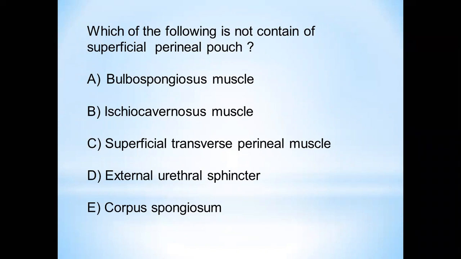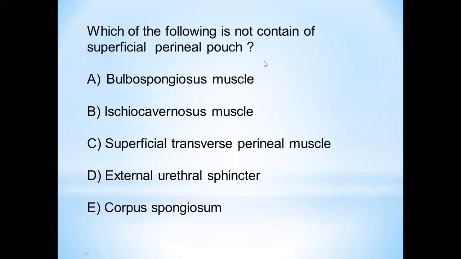Which of the following is not content of superficial perineal pouch? A. Bulbospongiosus muscle, B. Ischiocavernosus muscle, C. Superficial transverse perineum, D. External urethral sphincter, E. Corpus spongiosum. E. Corpus spongiosum, ma'am. Mm, E. Okay.